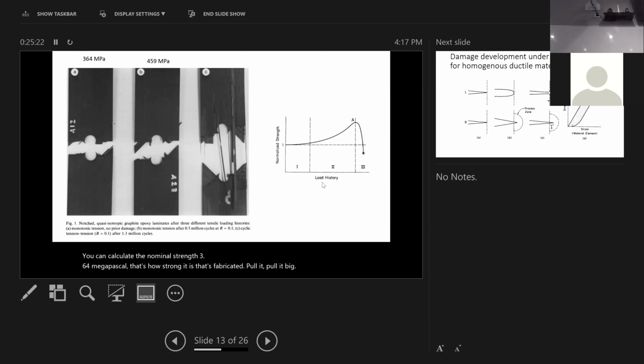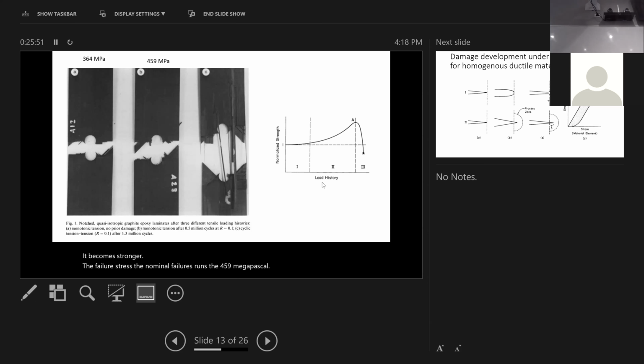then, interestingly, in part B you first load the sample to 80% of its strength. You put 80% stress and let go. Do R equals 0.1 cycles half a million times. You just load it 500,000 times. And then you stop your fatigue loading and you pull it to break. It becomes stronger. The nominal failure stress is 459 megapascal.